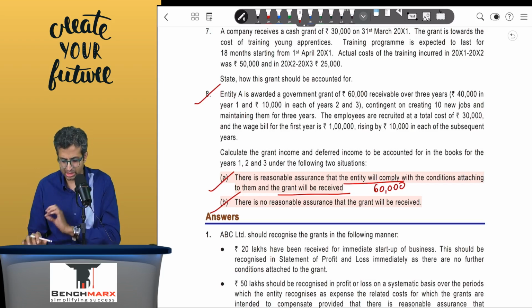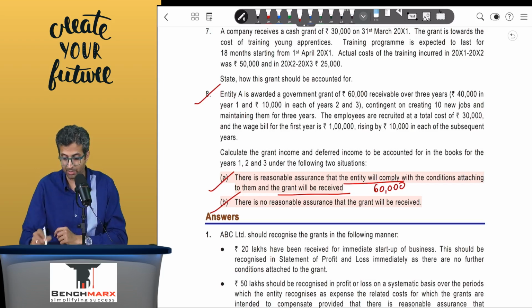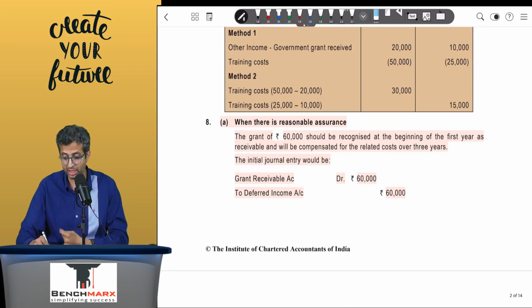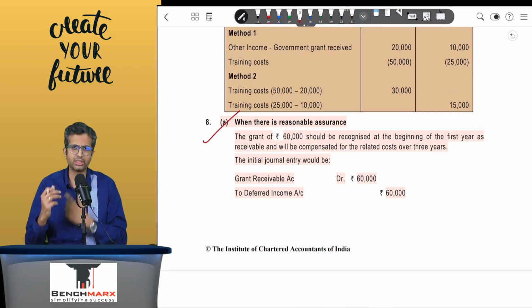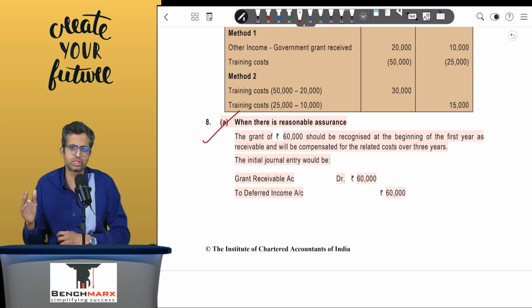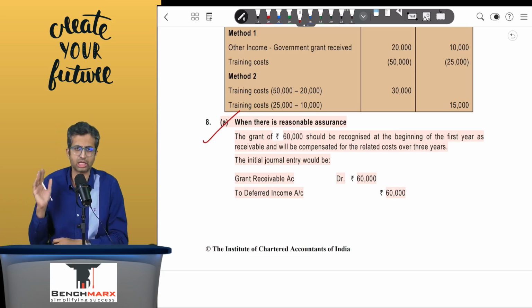So this is the solution which has been newly added, at least part A1 of the solution has been newly added, and it is a more appropriate and logical solution. We have also done this alternative in class, but now you can do that officially, with the assumption that there's a reasonable assurance that the conditions will be fulfilled and the grant will be received.